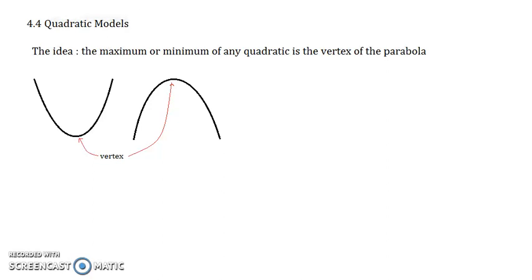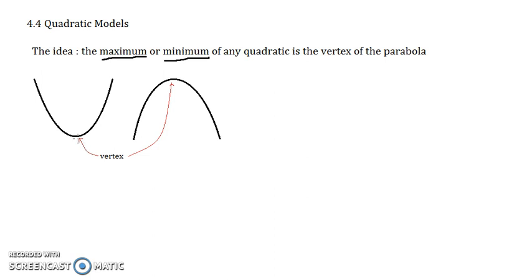All right, in section 4.4, we're going to be looking at quadratic models, which means we're going to be looking at word problems involving quadratic functions. And what we're going to be looking for here is the maximum or minimum of a quadratic, typically the maximum. And the idea that we're going to use is that the maximum or minimum of any quadratic is the vertex.